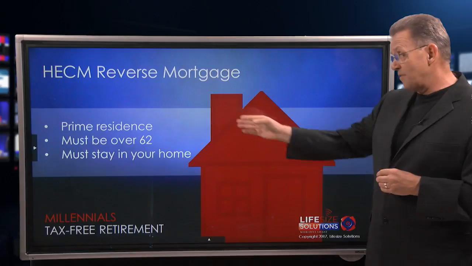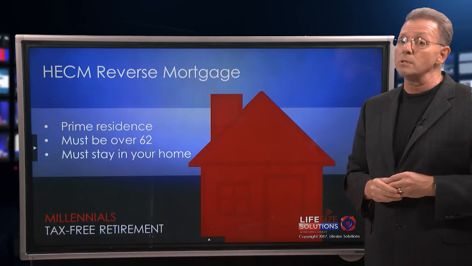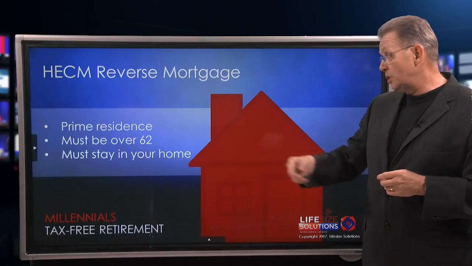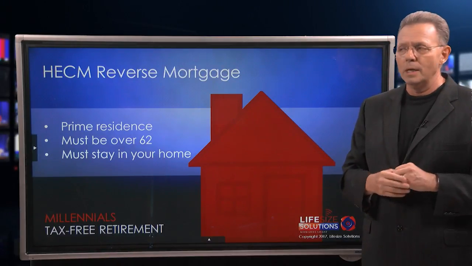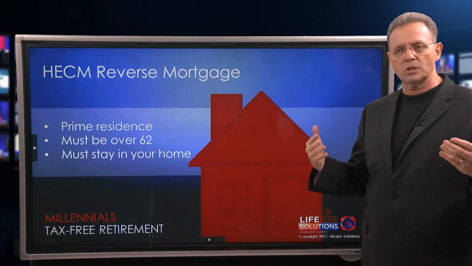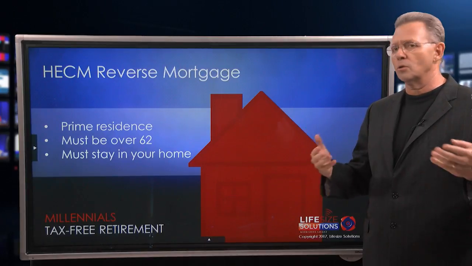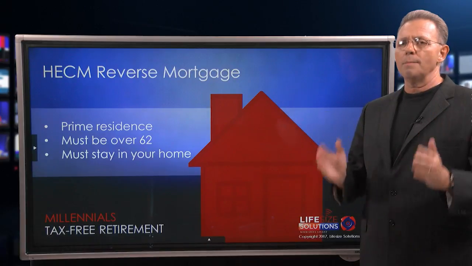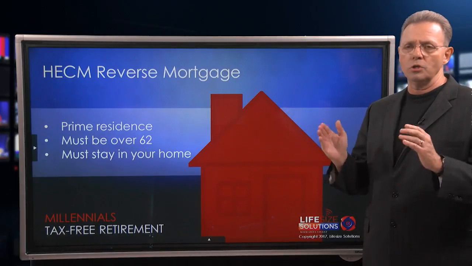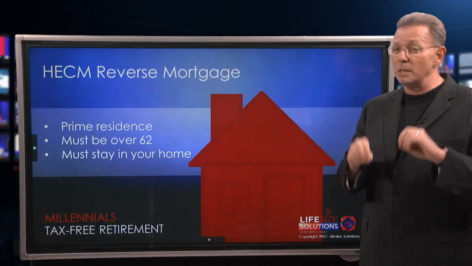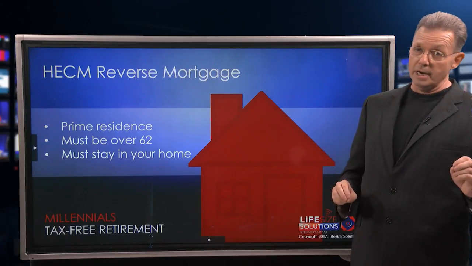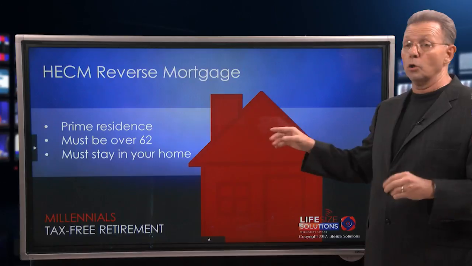Now, remember, this has to be your prime residence. You have to be 62, or if you're a married couple, at least one of you must be 62, and you have to stay in your home. And if you sell the home, then you're going to be subject to the same sales issues and taxes or whatever you're going to have for your house. My issue to this is, if you're going to buy a home or use a reverse mortgage and you're in your 60s, you should start thinking this is going to be the home I'm going to retire in. So, prime residence, can't rent it out. Must be age 62 or older, at least one.